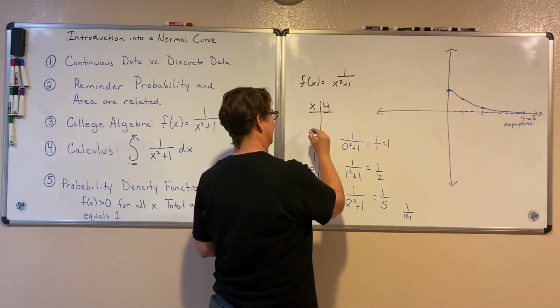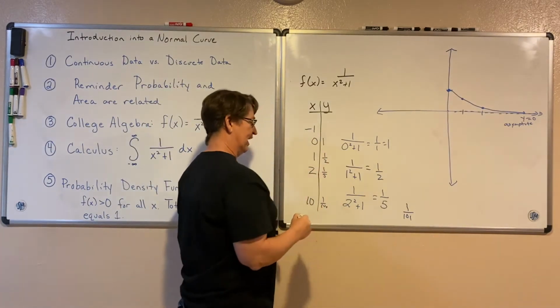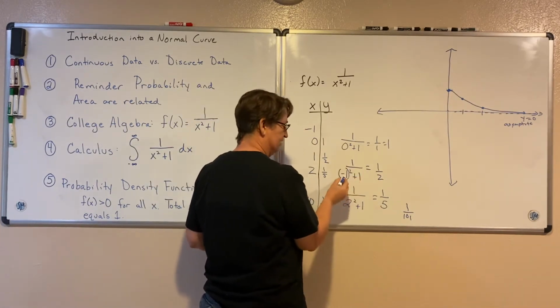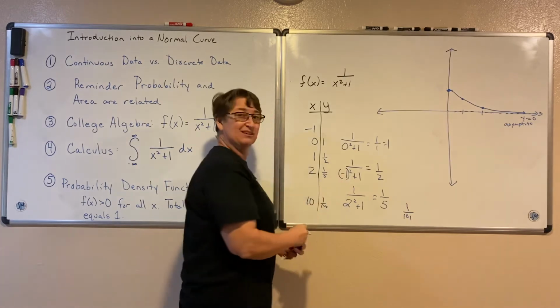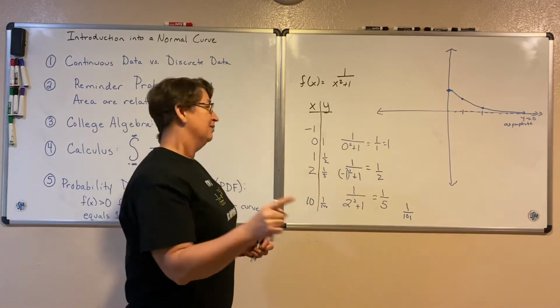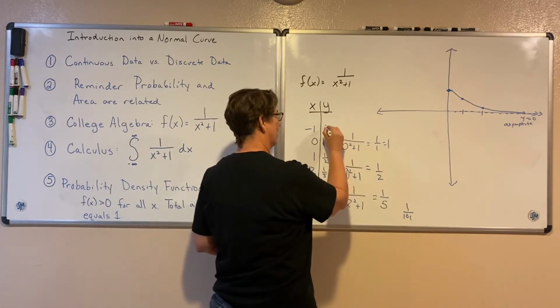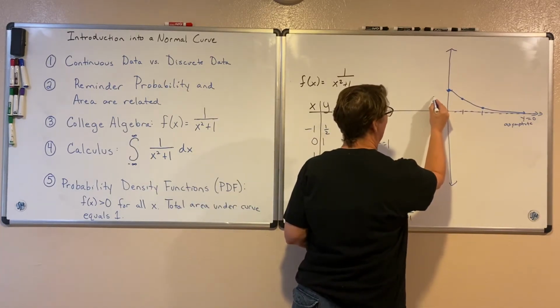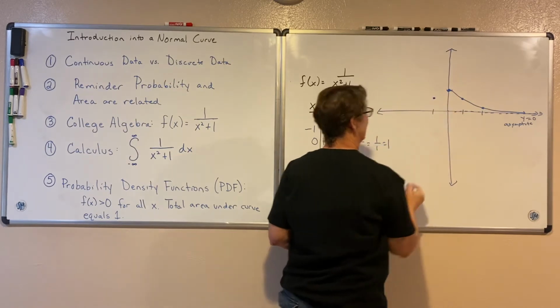If I were to put in negative numbers, say I put in a -1. Well, if I put in a -1 for my x, -1 squared is still equal to 1. Plus that 1 still gives me 1/2. So on the other side, I also get out a half when I put in that -1.